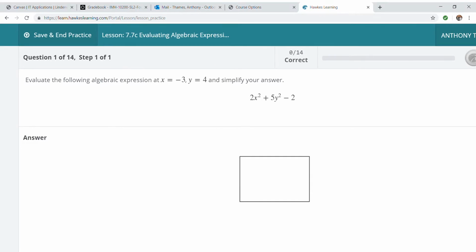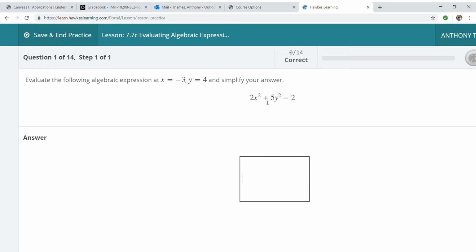All right. So once again, evaluate the following algebraic expression. This time, x is -3, so what do I do? Plug in a -3 squared. That's good, because you have to be careful with your calculator. And then for y, I plug in a 4. I'm glad we're doing this one because I need you to be careful.